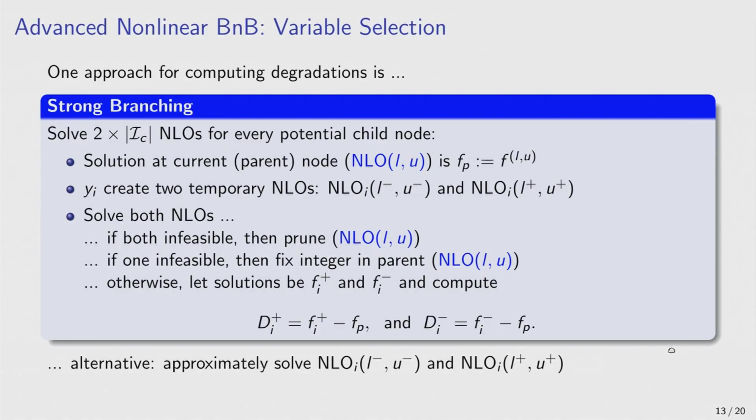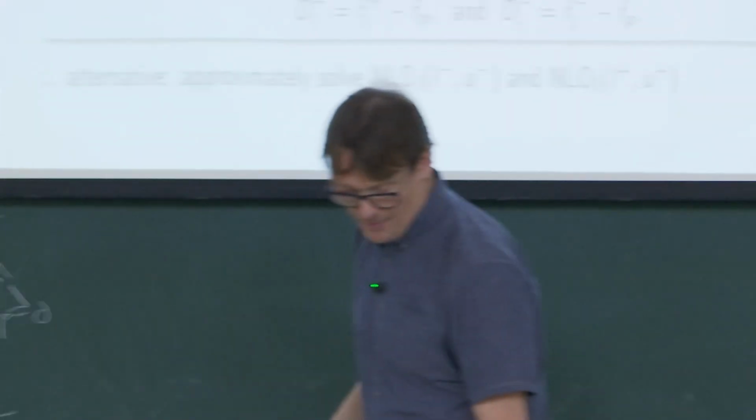There are also alternatives to this that are based on approximately solving these nonlinear optimization problems, or estimating the cost of branching in these two directions as you search the branch and bound tree.